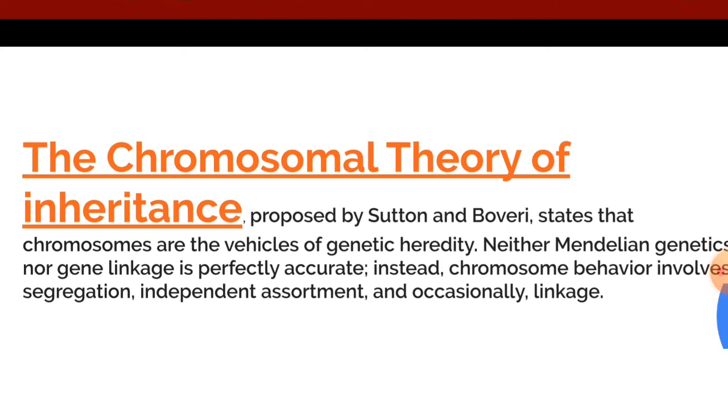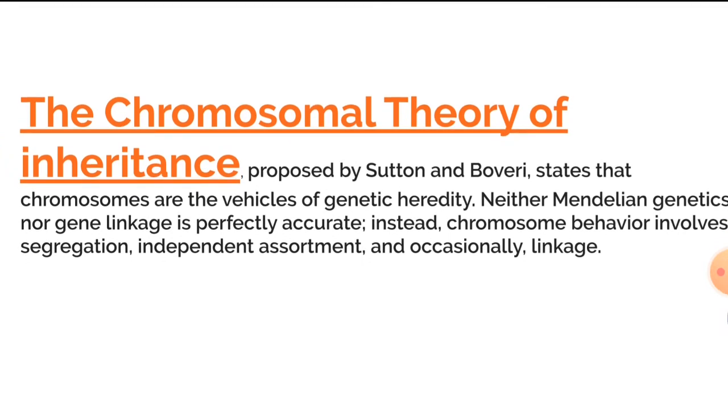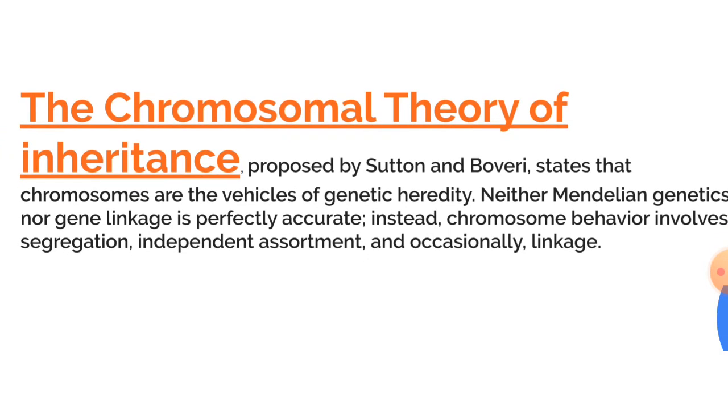Now, what does it state? So the chromosomal theory of inheritance proposed by Sutton and Boveri states that the chromosomes are the vehicles of genetic heredity. Neither Mendelian genetics nor gene linkage is perfectly accurate. Instead, chromosome behavior involves segregation, independent assortment, and occasionally linkage.